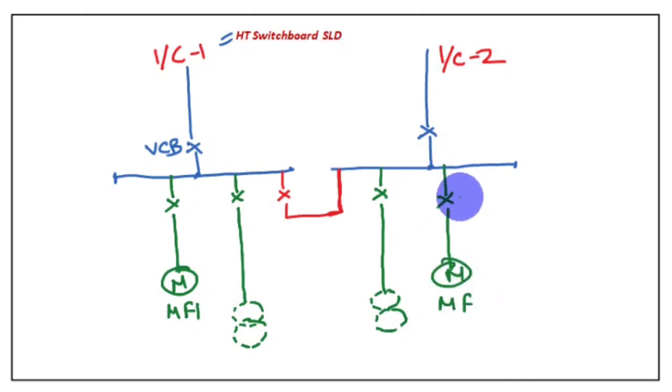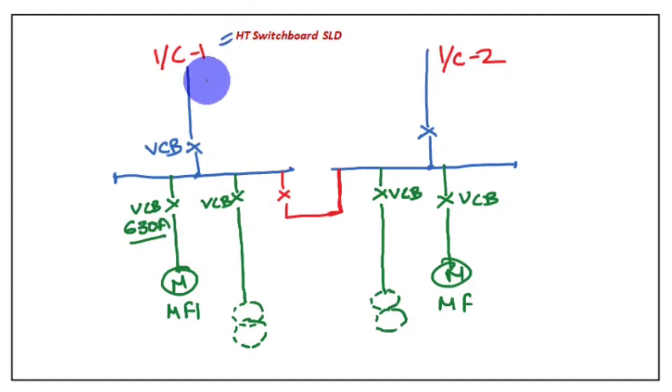Now all of these will be VCB. Remember that the minimum rating of VCB available in the market is 630 ampere. So you cannot use a VCB of less than 630 ampere. You have to select a VCB of either 630 ampere or a higher size.